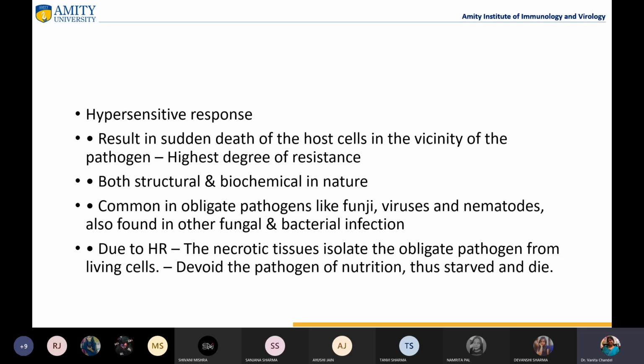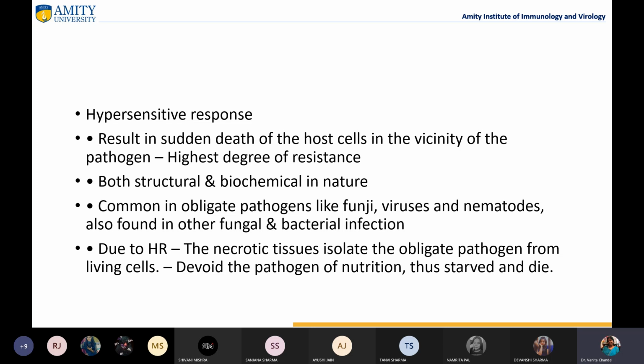Means where the pathogen enters the host plant, the host response will result in the killing of the healthy cells around it, its own cells of the plant also, right? Highest degree of resistance. Again, both structural and biochemical in nature. So it is very common in obligate pathogens like fungi, viruses, and nematodes. And it is found in other fungal and bacterial infections also.